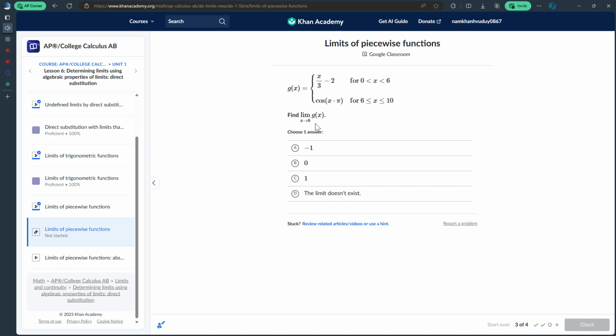Okay, so now we're going to go to the next question. So now we can say 6. So 6 is between 6 and 10. We can see there's like this bar here, which is smaller than or equal to 6. So 6 is definitely equal to 6.